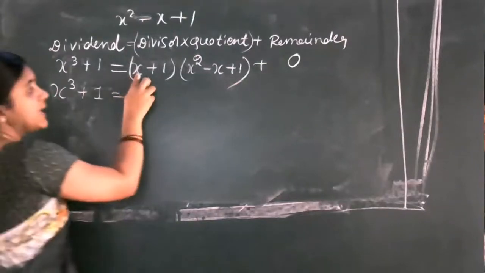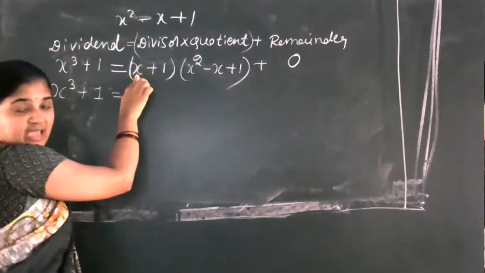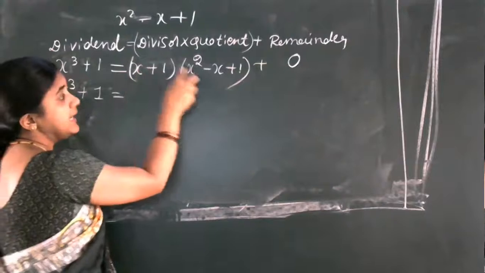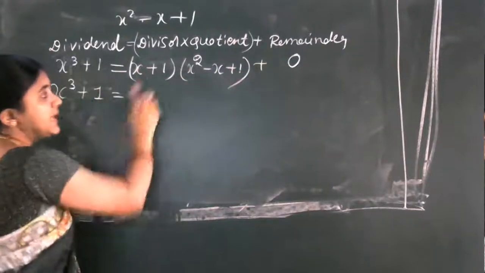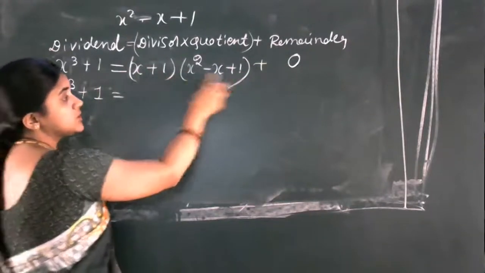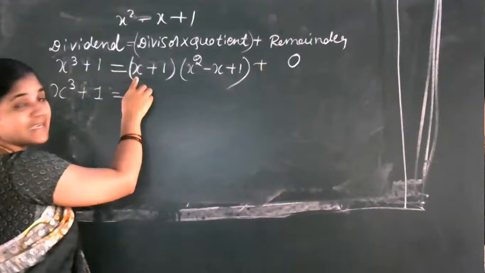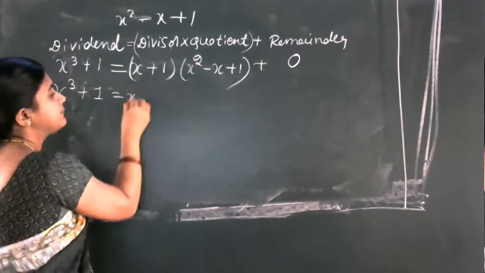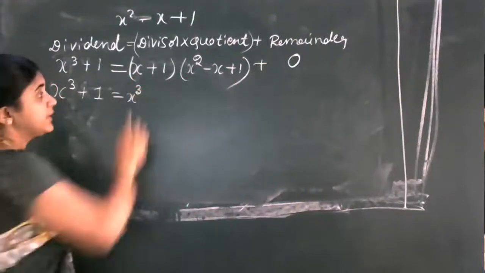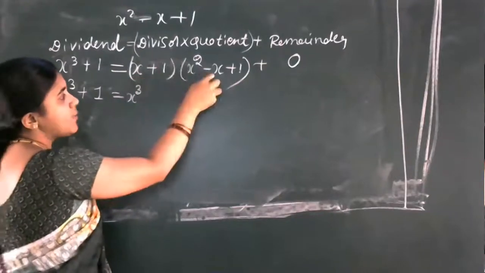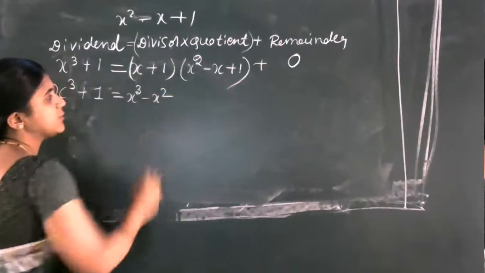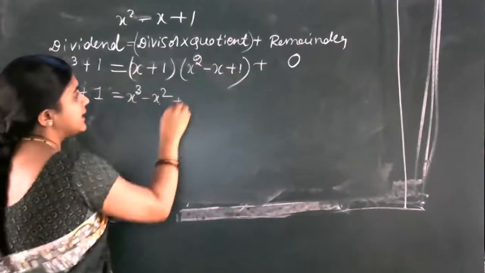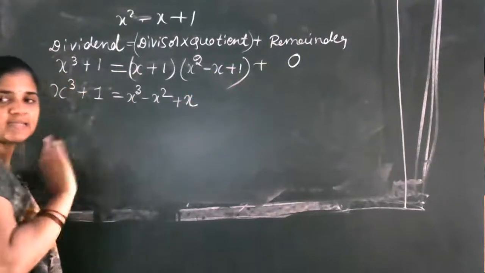First let us start with x. First x into this whole bracket, then plus 1 into this whole bracket. Can we start directly? First I'll start with the x. x into x square is x cube. Then x into minus x square, and x into 1, that is x. The x term is over.